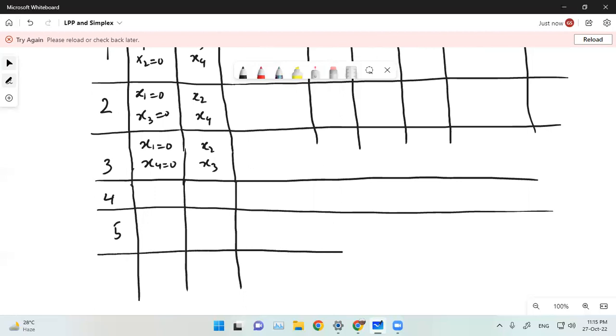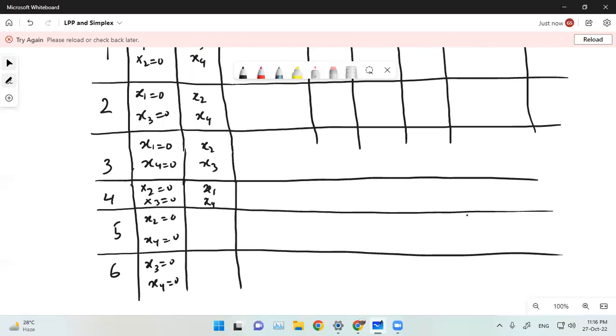Five and 6. Okay, so then it will be x2 and x3. x2 equal to 0, x3 equal to 0. Then x2, x4, and finally x3 and x4. Okay, so similarly x1, x4 here, x4, x1, x3, x1, x2.